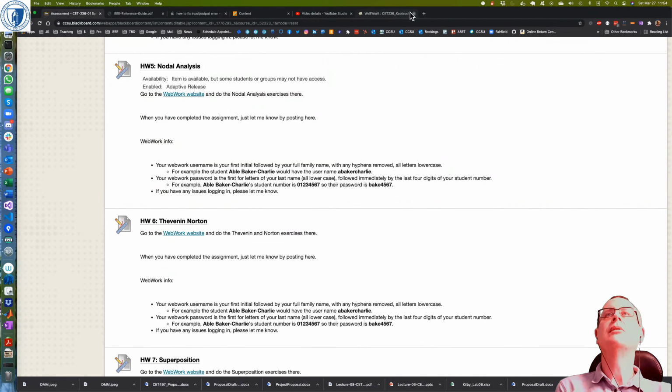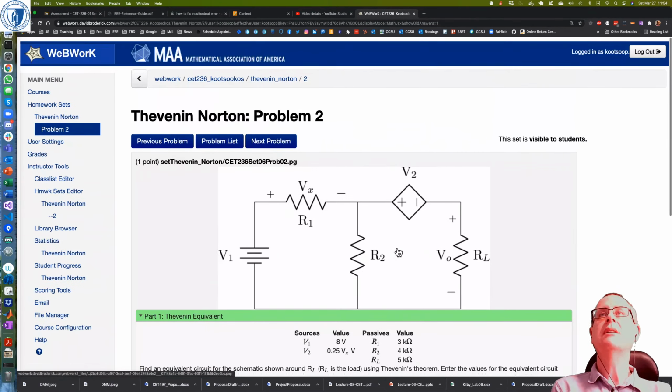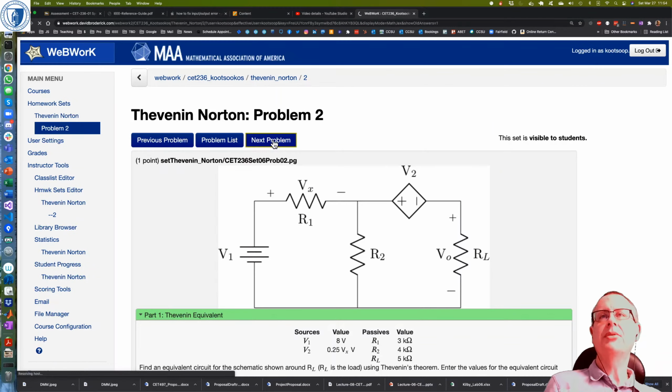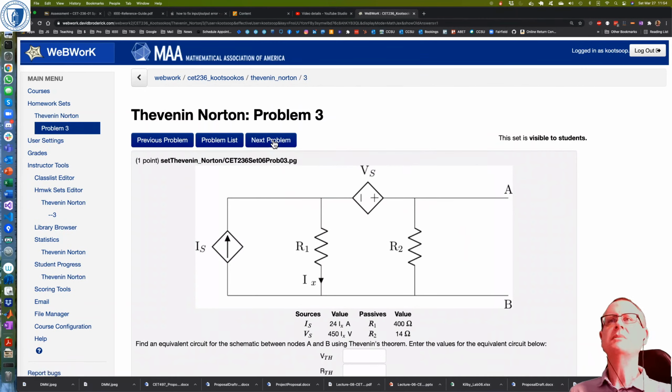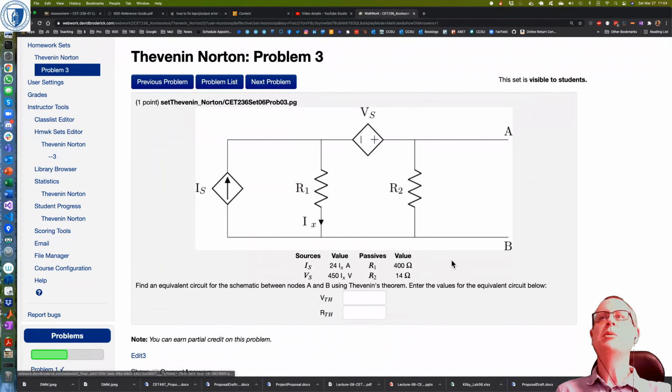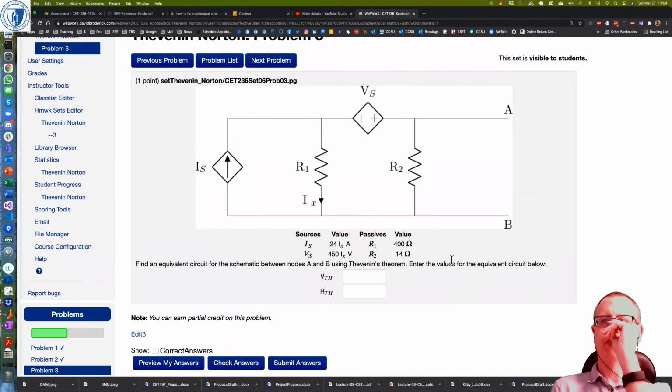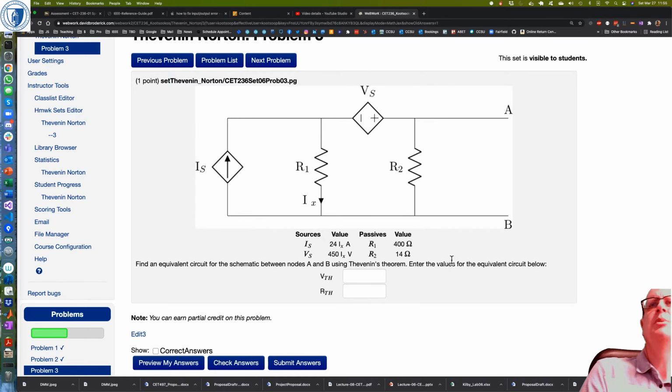Oops, where was I? Web work, there we go. Okay, so let's have a look at problem 3. So problem 3 looks like it's just asking for the Thevenin equivalent, right? So how do we do this one?